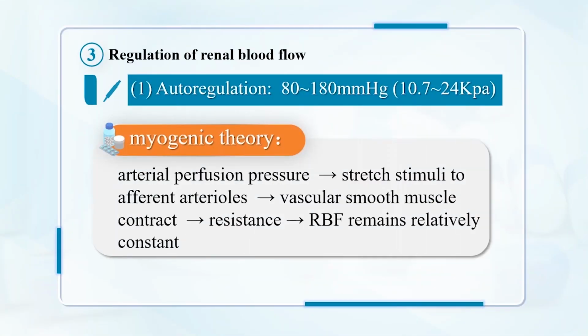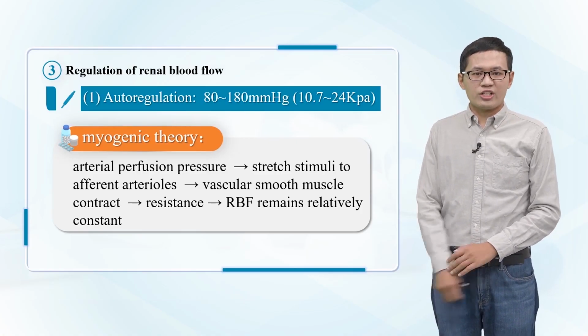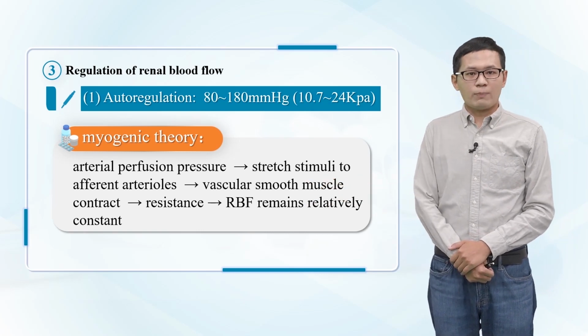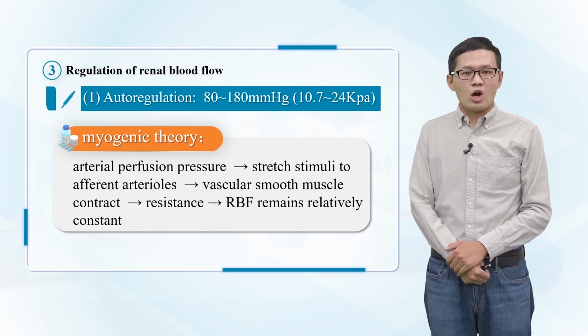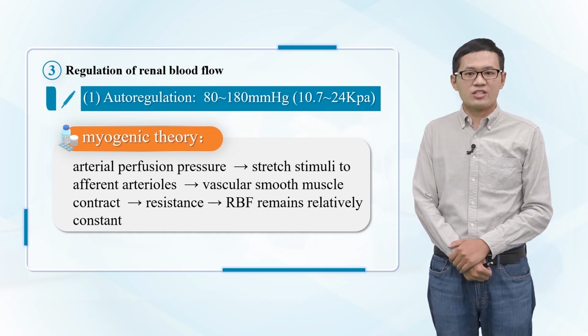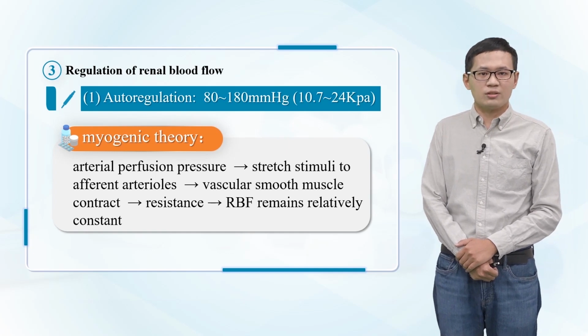Many factors affect the regulation of renal blood flow. The autoregulation of renal blood flow is not fully explained yet. There are many theories. The first theory is the myogenic theory. When arterial perfusion pressure increases, more stretch stimulates the afferent arterioles. Vascular smooth muscle contracts more, resistance increases, and renal blood flow remains relatively constant.